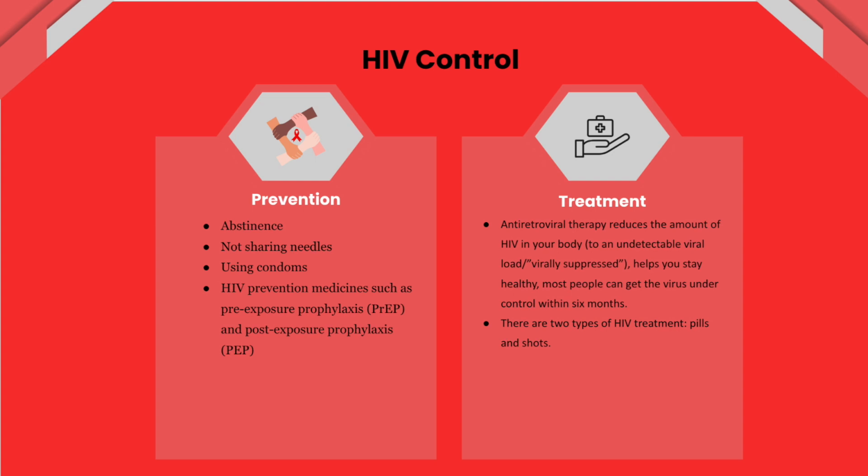HIV treatment is known as antiretroviral therapy, which reduces the amount of HIV in the body to an undetectable viral load, also known as being virally suppressed. This helps people stay healthy, and most people can get the virus under control within 6 months. There are 2 types of HIV treatment, pills and shots.